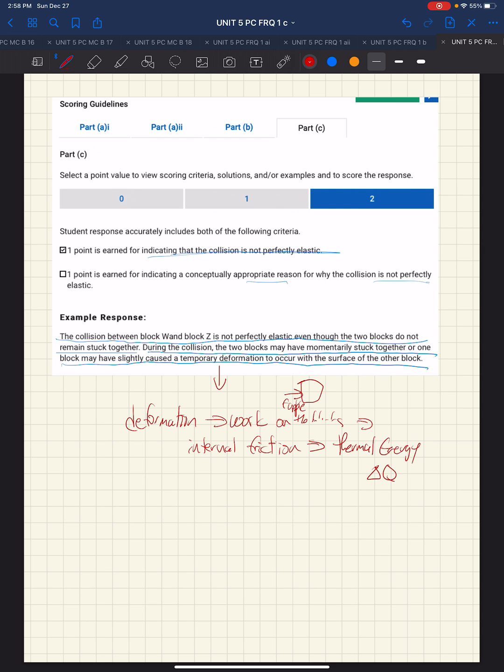Okay, so I would expect this to be explained in terms of energy, and deformation is not energy. If we're going to say deformation, we want to also explain that during the process of deformation, that takes work, and that work is manifest as thermal energy. Okay?